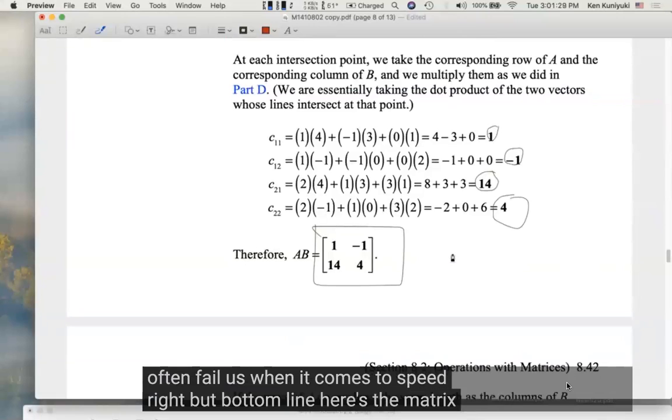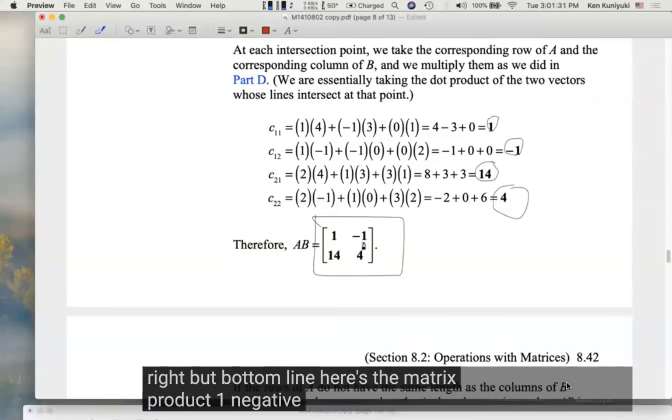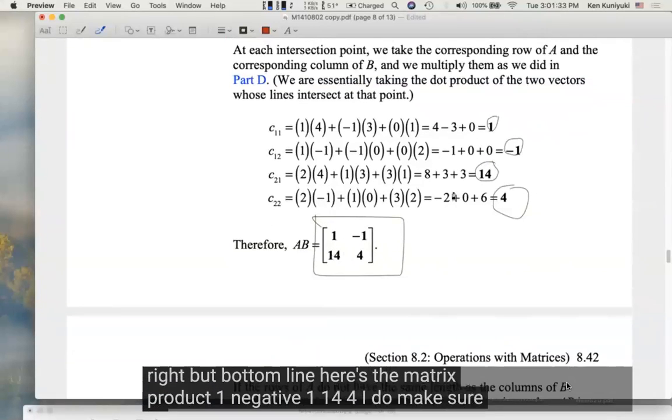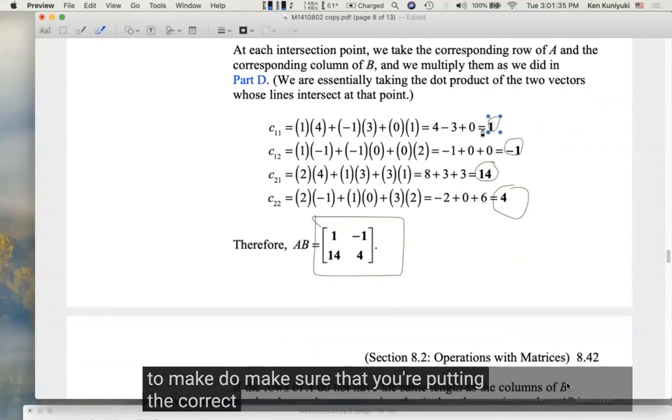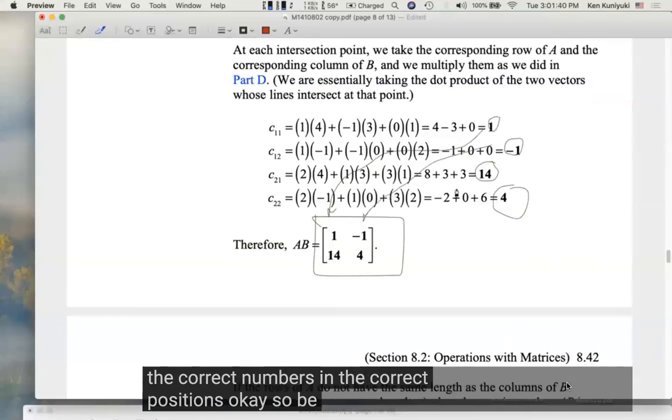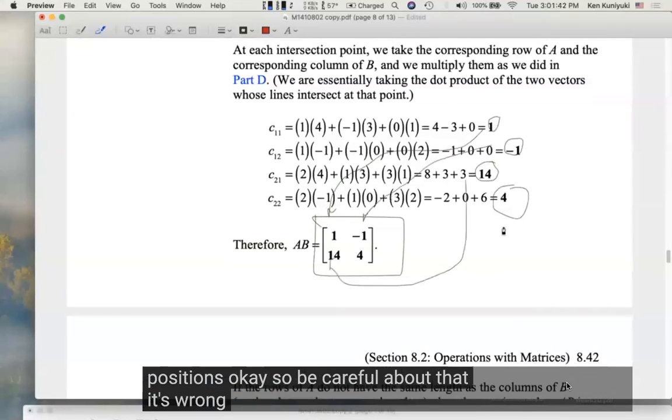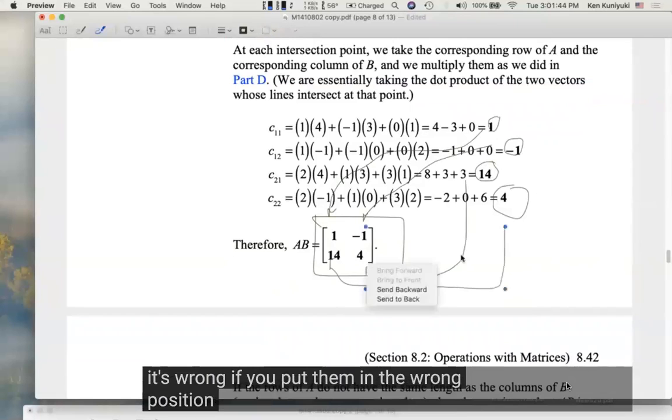But bottom line, here's the matrix product. 1, -1, 14, 4. Do make sure that you're putting the correct numbers in the correct positions. Okay, so be careful about that. It's wrong if you put them in the wrong positions.